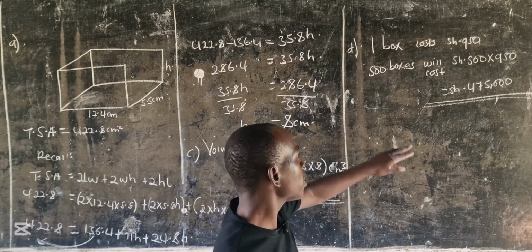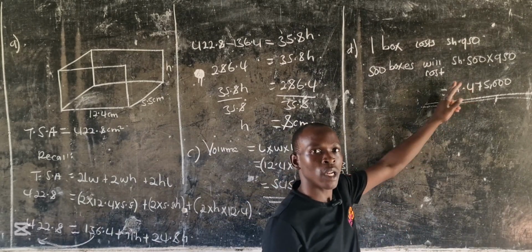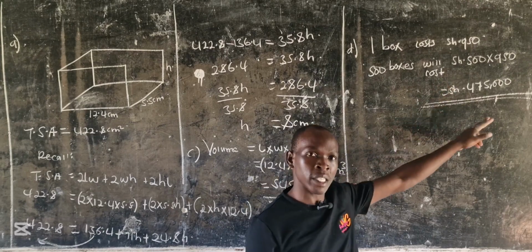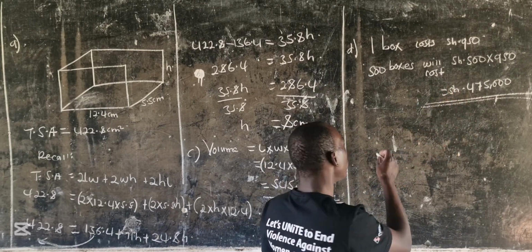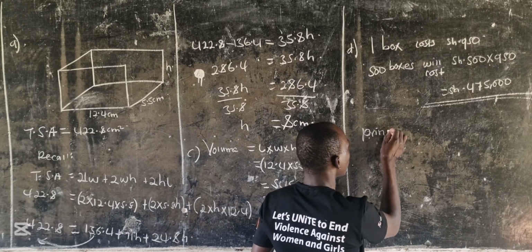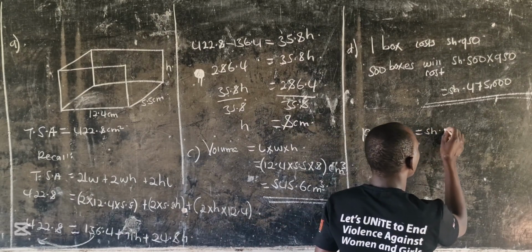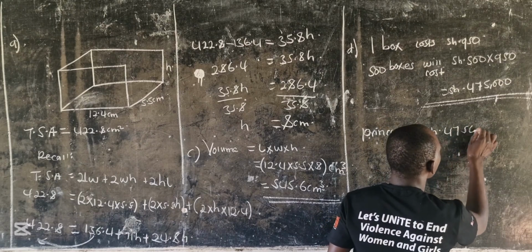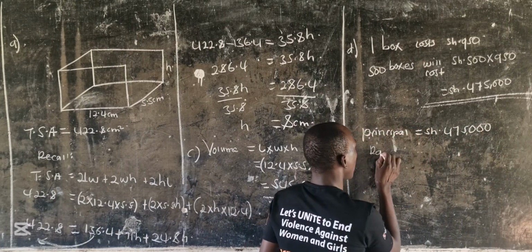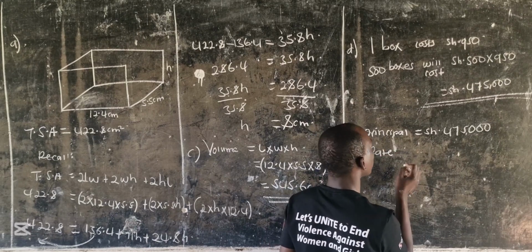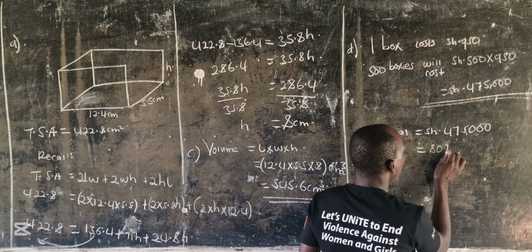So this person now is going to buy a cow using this money. So now when we start speaking the business language, this money, this person is going to buy a cow. We are going to call it principal. So this is the principal. Principal is equal to shillings 475,000. That is the principal. Now the rate at which this cow is going to appreciate, rate is always in percentage, and it is 80%.